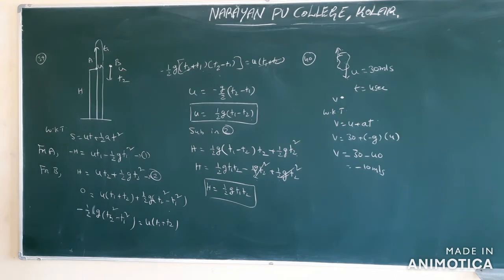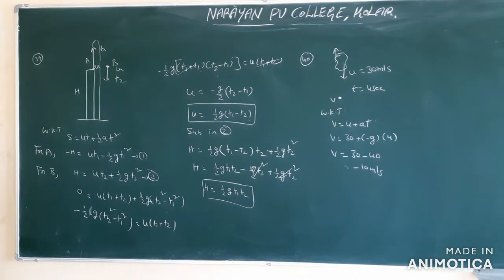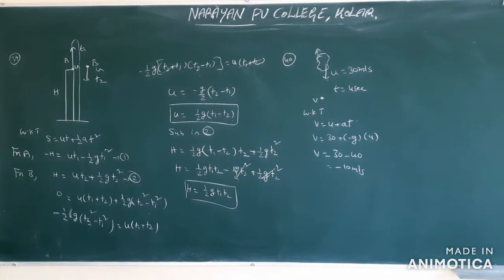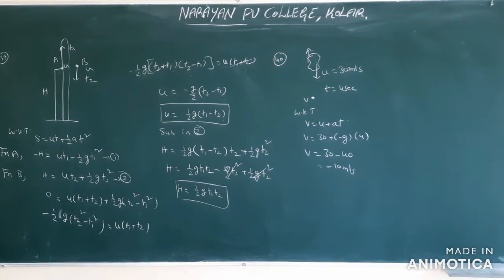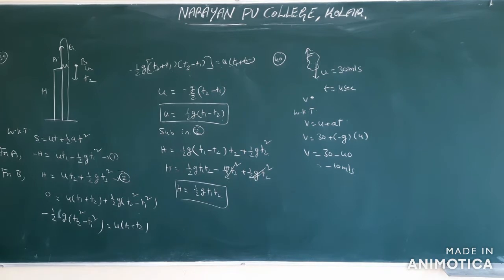See question number 41. That is related to the previous problem. In the previous problem, if the height of the balloon is 200 meters at the instant of dropping, the time taken by the balloon to strike the ground. Not balloon maybe, that may be the packet, I think.